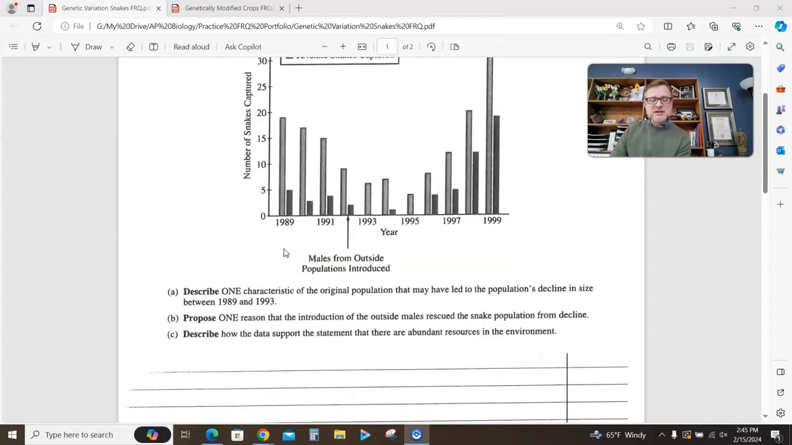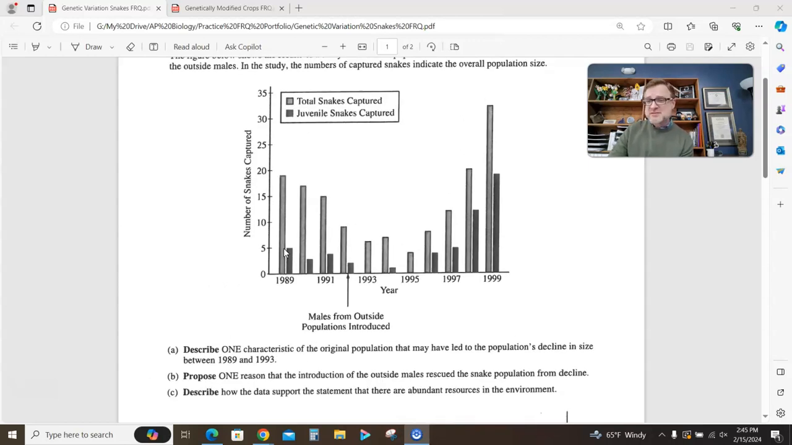All right, part A. Describe one characteristic of the original population that may have led to the population's decline in size between 1989 and 1993. Part B. Propose one reason that the introduction of the outside males rescued the snake population from decline. And part C. Describe how the data support the statement that there are abundant resources in the environment. This is a very simple question.